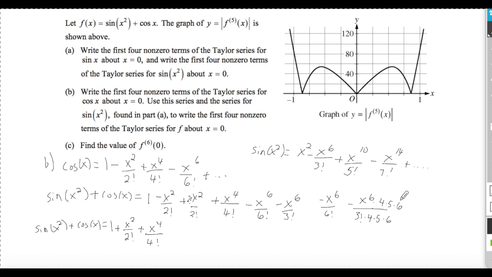What is 4 times 5 times 6? 5 times 6 is 30. Times 4 is 120. So that's going to be 1 x to the 6 minus 120 x to the 6. So combining the numerators here, negative 1 x to the 6 minus 120 x to the 6 will give me minus 121 x to the 6th over, now our denominators are both 6 factorials, 6 factorial right there. All right, and there is our series for f.